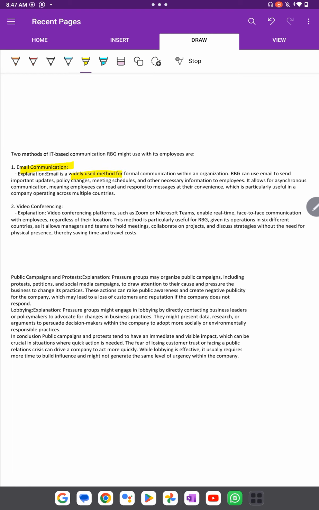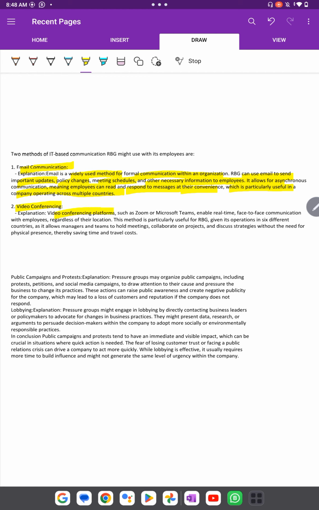Email is a widely used method for formal communication within an organization, and RGB can use email to send important updates and policy changes, let's suppose meeting schedules and other necessary information to employees. It allows for asynchronous communication, meaning employees can read and respond to the message at their convenience. It is particularly useful in a company operating across multiple countries. Yes. So this is how, because we know that they have 6 companies, and that's why email communication would be best. Next one is video conferencing.